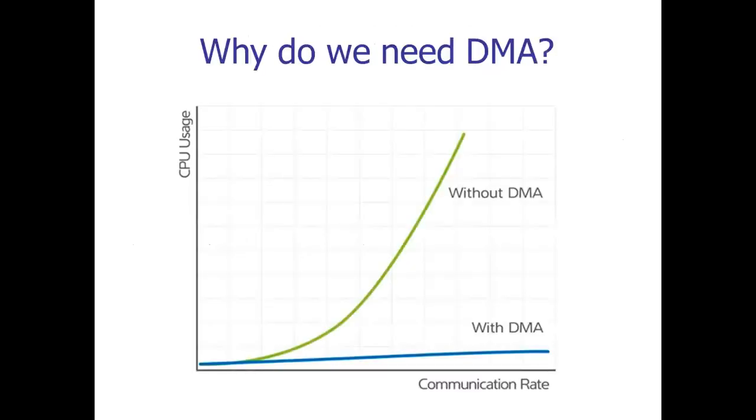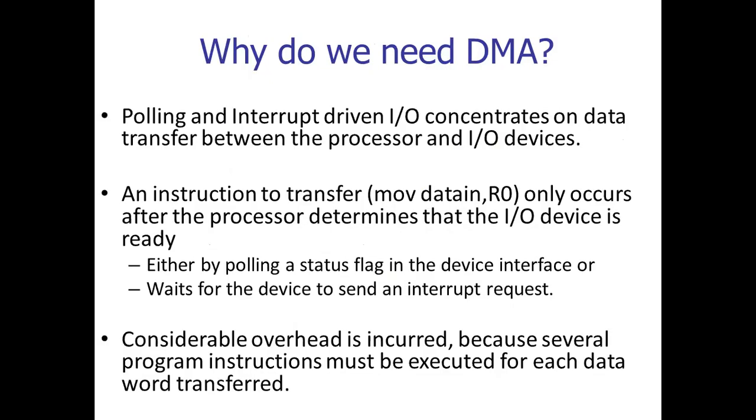Why do we need the DMA, direct memory access? With the DMA, CPU usage will be reduced, as shown, and the communication rate will improve. Polling and interrupt-driven IO concentrate on data transfer between the processor and an IO device. As we said previously, polling and interrupts are both inefficient.